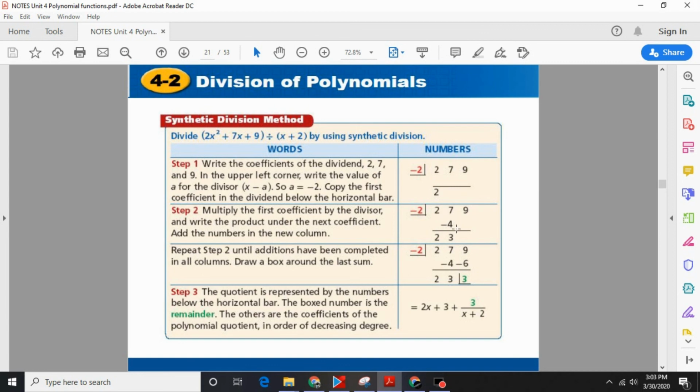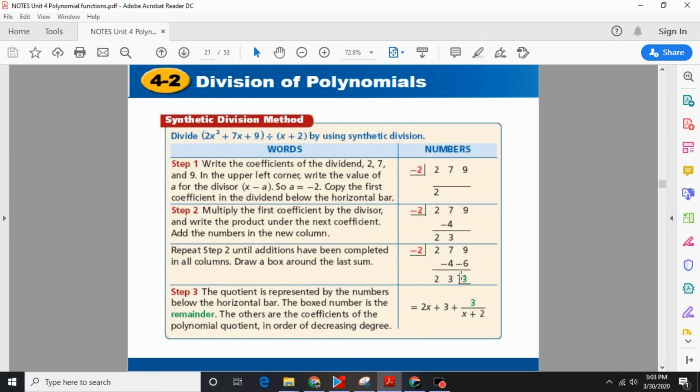Then you combine 7 plus -4, or 7 minus 4, you're going to get 3. And then repeat. Multiply again. So this 3 times -2, that's going to be -6, which is going to go into the next column underneath the 9. And 9 plus -6, or 9 minus 6, that's going to be 3.